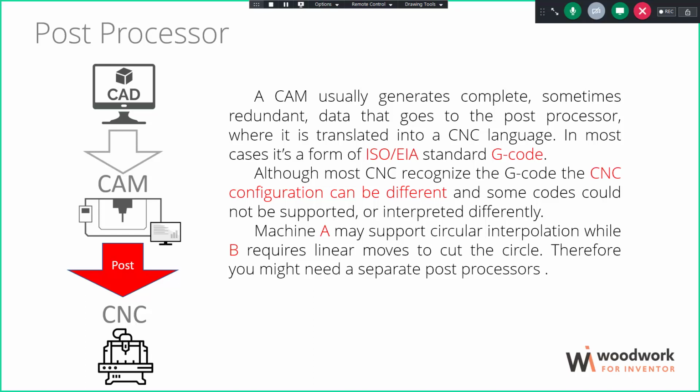ISO or EIA standard G-code, but those G-code commands are not unified. It may look like the commands are the same, but different types of machines use the G-code in a different way. So the same command can mean something different. Therefore, if you have more than one machine, you might need to have more than one postprocessor. Okay.